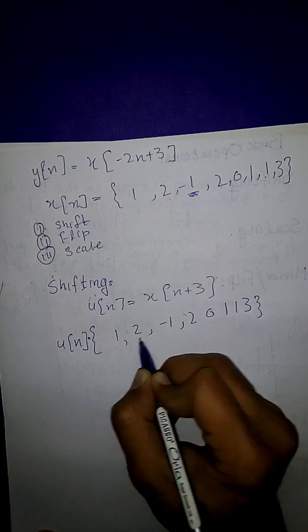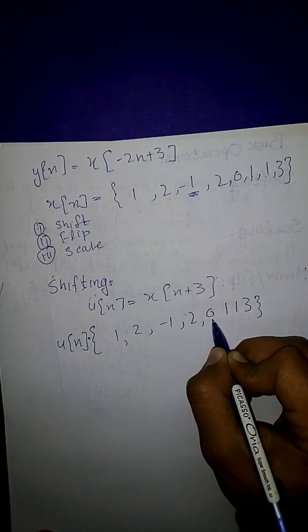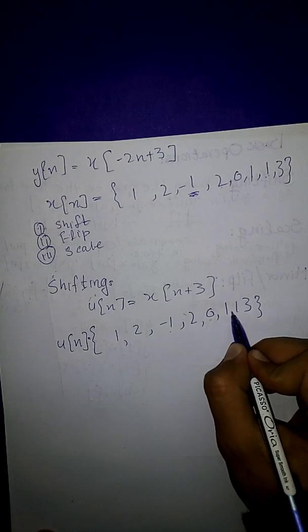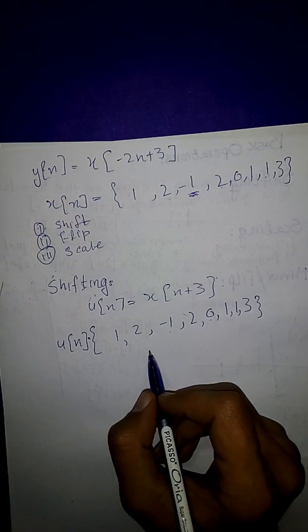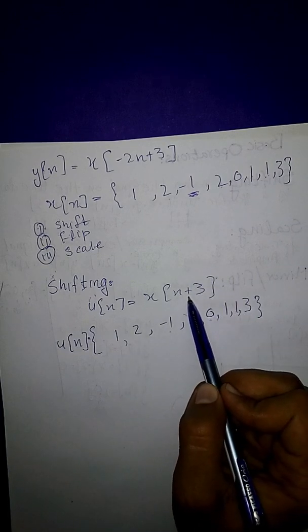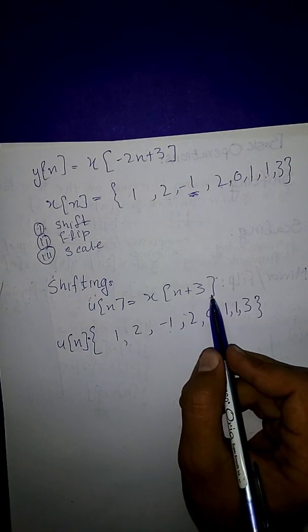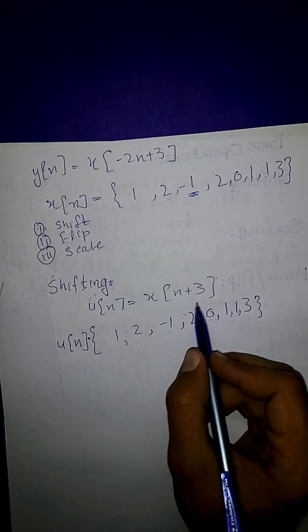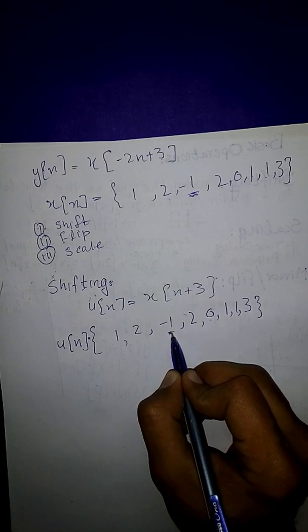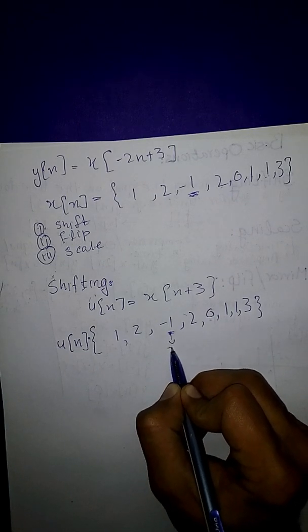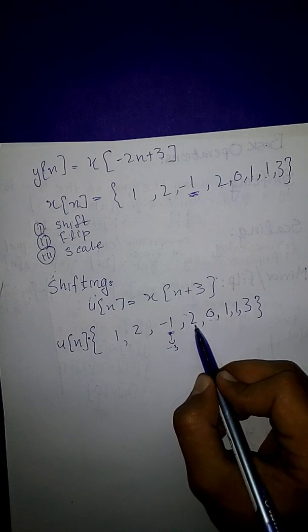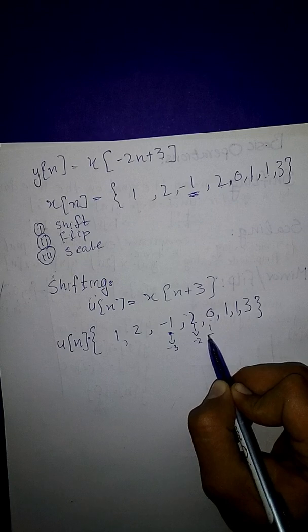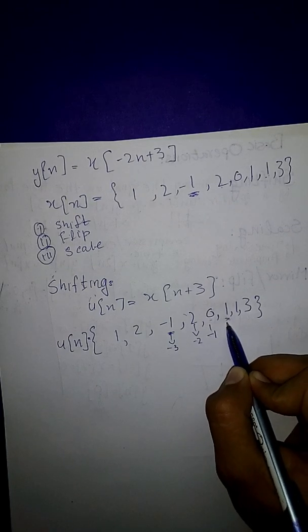This is the shifted version, where the zeroth position has now become incremented. It has been incremented with 3. This position now lies on minus 3. This is the minus 2 position, minus 1, and this is now the 0th position.